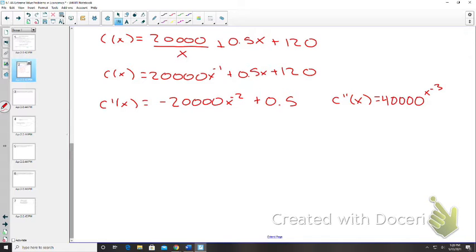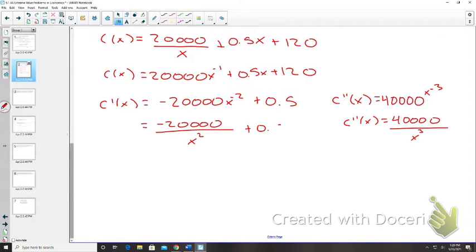We can rewrite that as 40,000 divided by x cubed, and we're just going to hang on to that for a little bit. Now that we've taken the first derivative, let's rewrite this so it looks a little neater. We have negative 20,000 over x squared plus 0.5 is equal to 0.